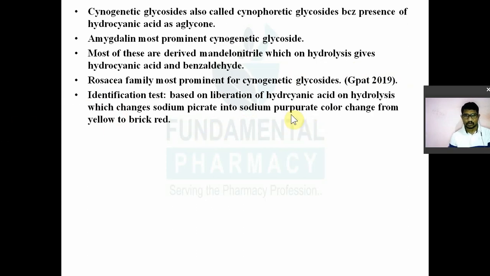Cyanogenetic glycosides are identified by an identification test based upon the liberation of hydrocyanic acid on hydrolysis. The plant powder under analysis is first hydrolysed, and the glycoside will liberate hydrocyanic acid. This hydrocyanic acid will convert sodium picrate into sodium isopurpurate. Sodium picrate has a yellow color and sodium isopurpurate has a brick red color, as the identification test.